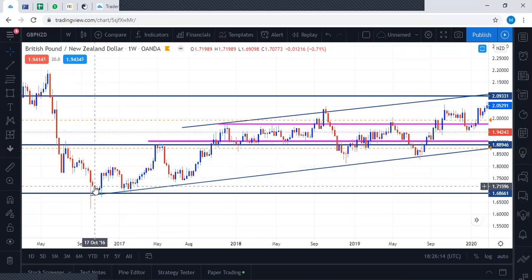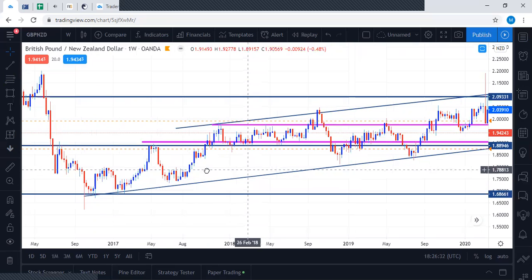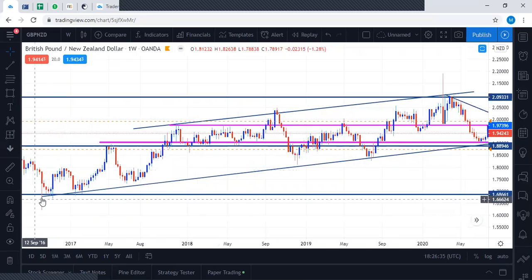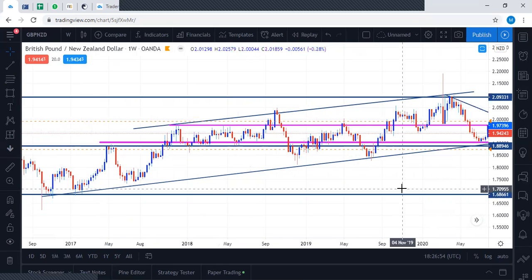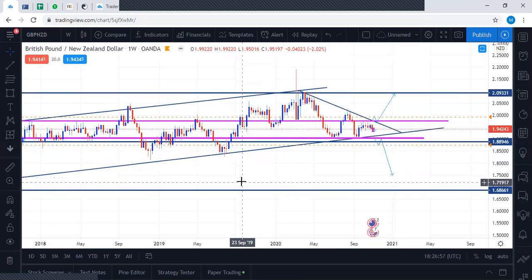I think the first week that created this channel was on the 3rd of October 2016. The first touch of the channel was in October, on the 3rd of October 2016. You can see here this is the first week. Second touch was on the 16th of January 2017. You can see here price has been channeling up for 4 good years now.